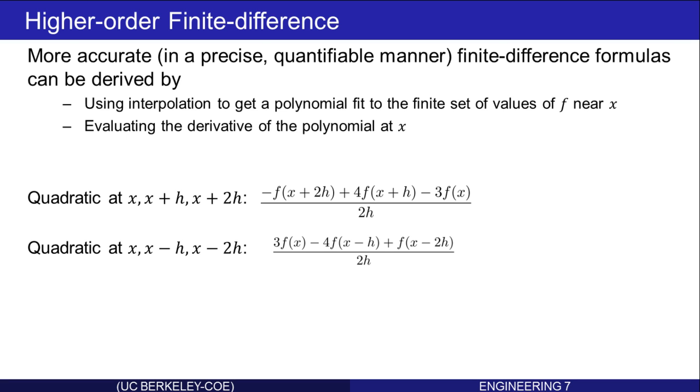You can do the same thing with a quadratic going backwards, x, x minus h, and x minus 2h, and then evaluating the derivative of that interpolating polynomial at x. And you get this formula. It looks quite similar. There's certainly a pattern of the alternating signs 1, 4, and 3. How about a quadratic centered at x? Forward x plus h, x, and x minus h. In that case, the derivative at x ends up not involving the value of f at x. And you simply get the centered difference formula.